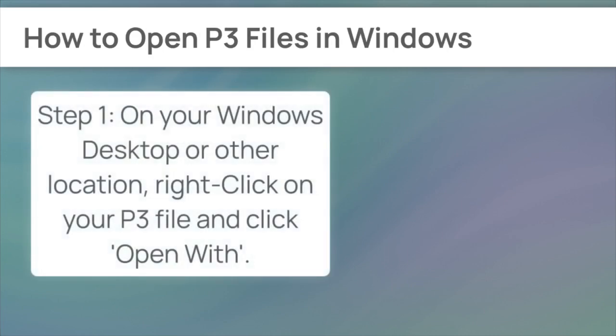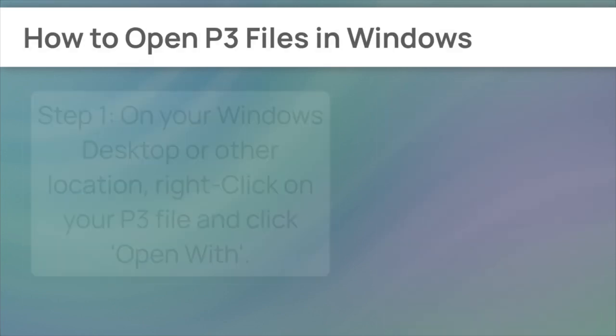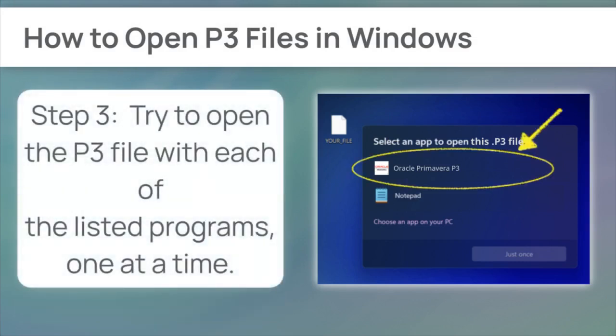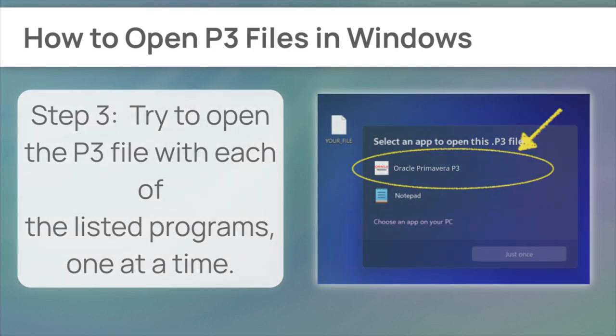Let's address the application conflict directly. Right-click your P3 file and choose Open With. Check for Oracle Primavera P3 and test it first. If it's unavailable, choose a different app. That is the simplest path to a solution.